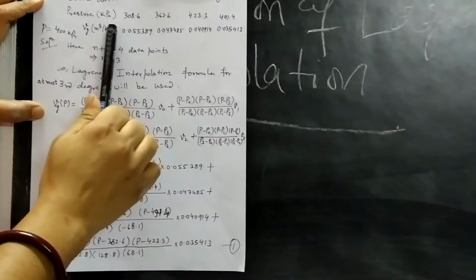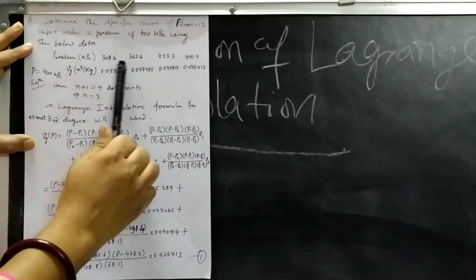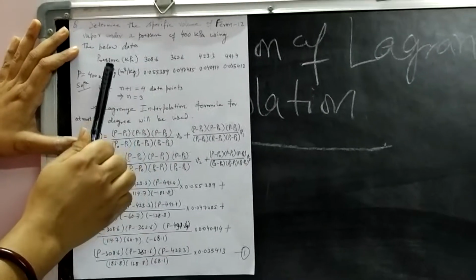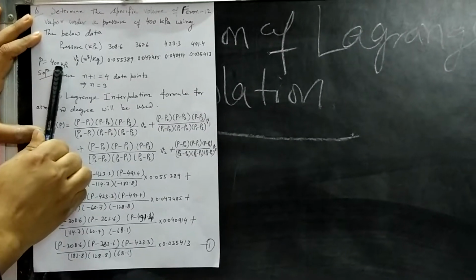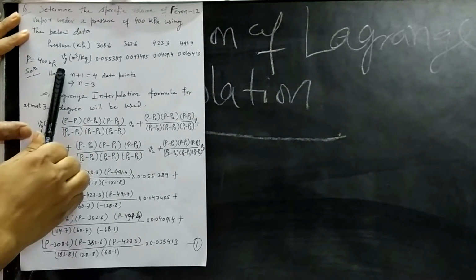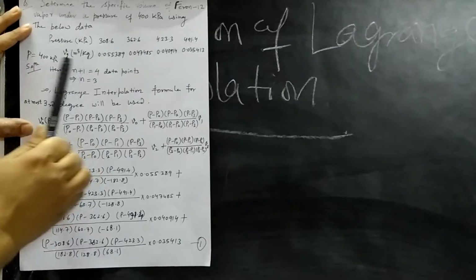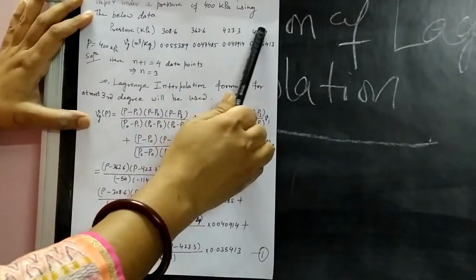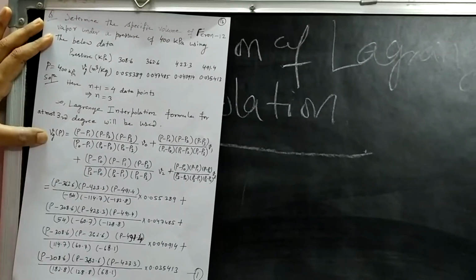If we analyze this data, we see that the value 400 is not given. But with the help of this data only, we need to identify the value at P equal to 400 kilopascal. Since P equal to 400 is lying in between the given data, in the range of the given data, this is the problem of interpolation.